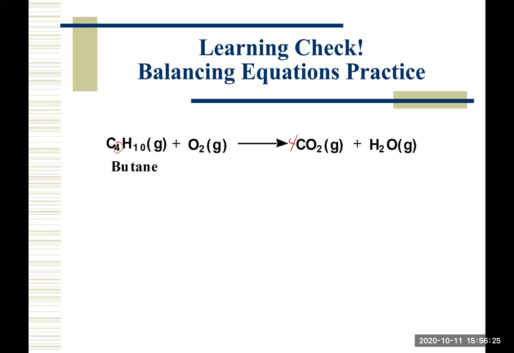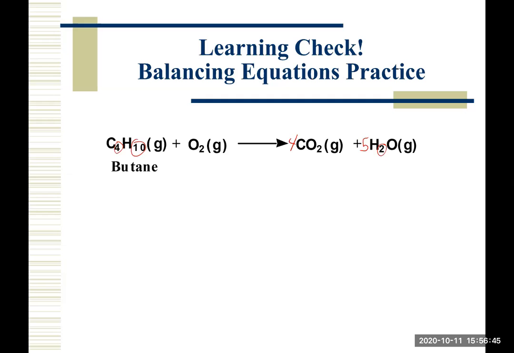We'll turn to hydrogen next, where there is 10 on the reactant side of the arrow, and over here on the product side of the arrow we have 2. To get 10 hydrogens, we need to put a 5 in front of the H2O. And now we're down to the oxygens.